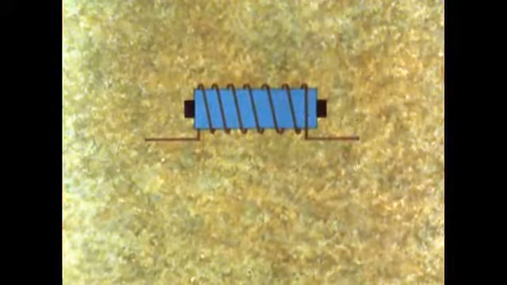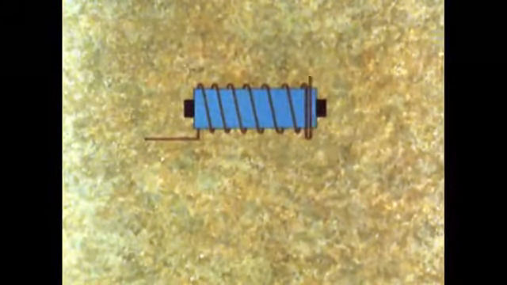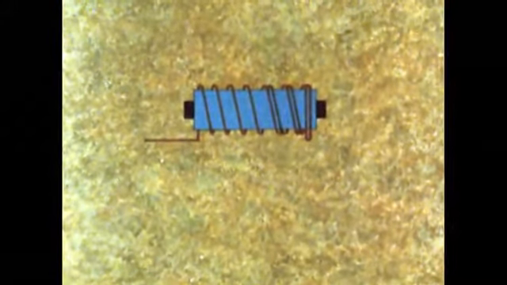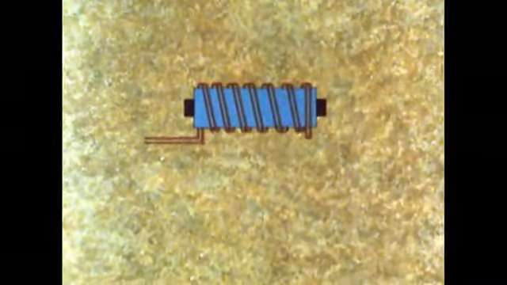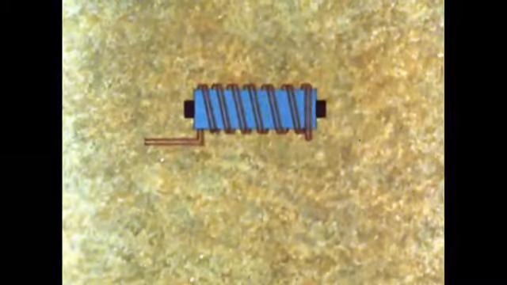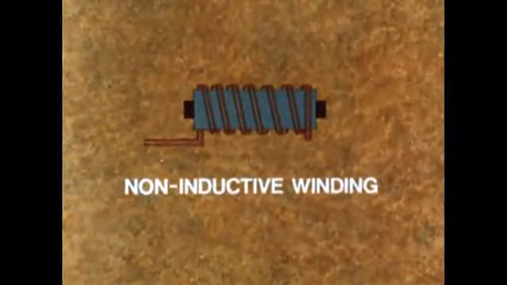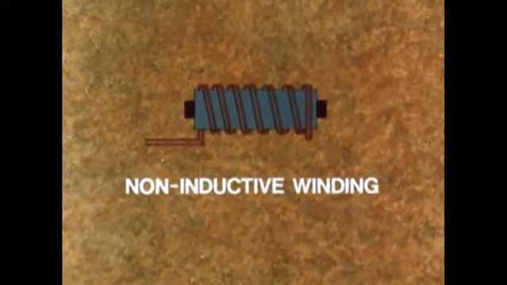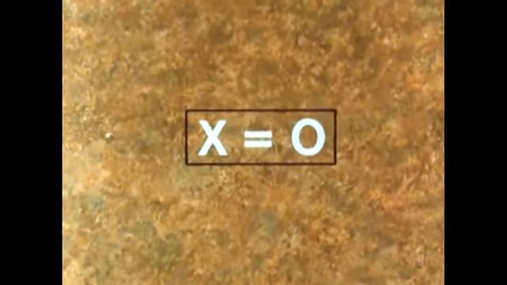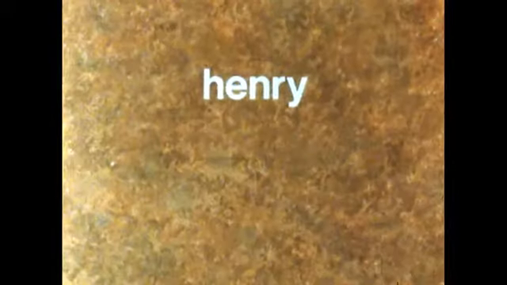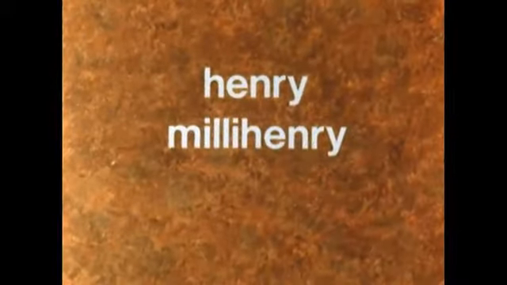If for any reason we want to avoid the inductance effect on a coil, we can double the winding back on itself so that the two induced e.m.fs cancel out each other. This is now called a noninductive winding and is shown on circuit diagrams like this. The unit of measurement for inductance is the Henry, and we often need to speak of a millihenry or a microhenry.